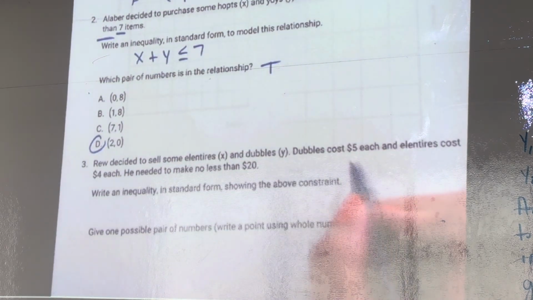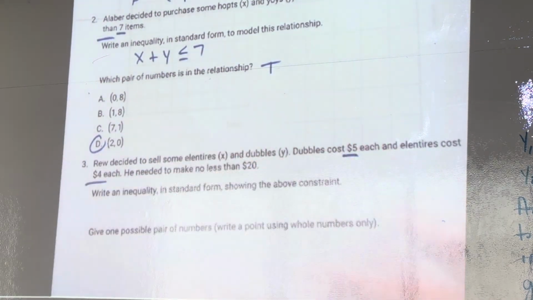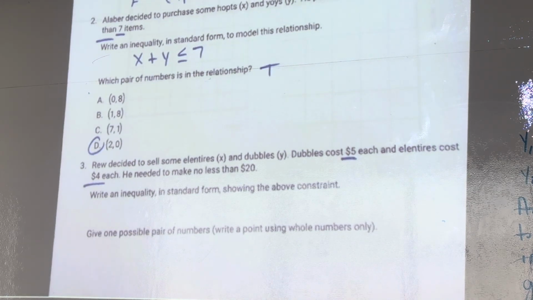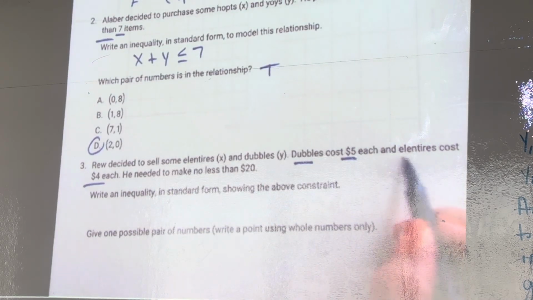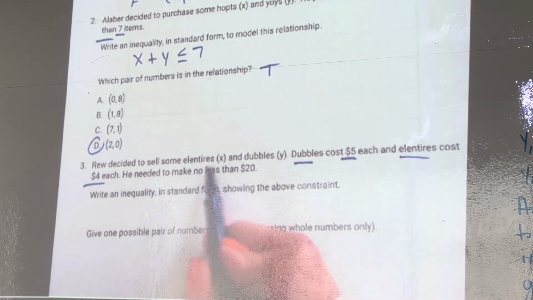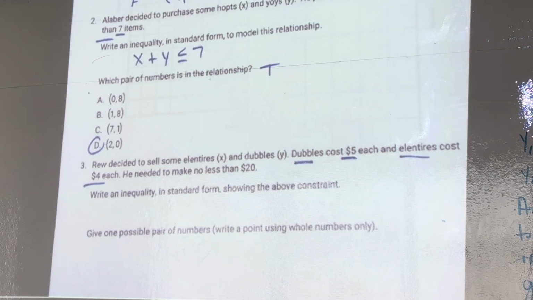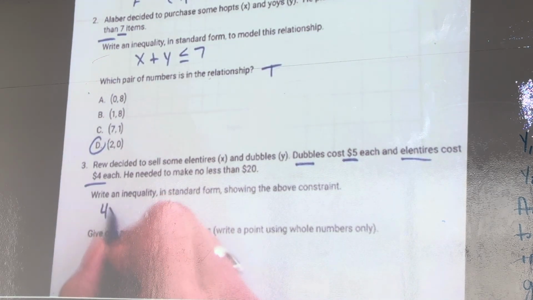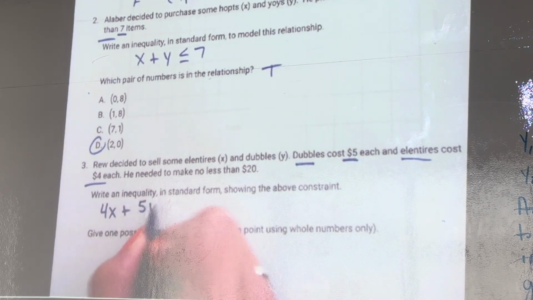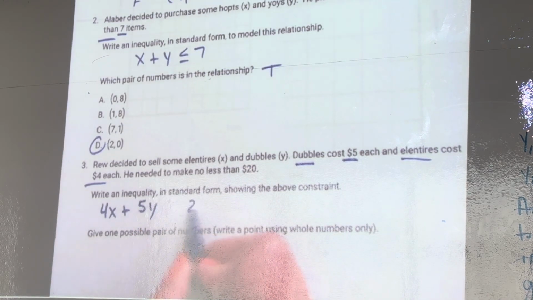Okay, so when we have two different numbers, you have to slow down and look. So we've got doubles and entrees. So which one's my x? Entrees. So that's going to cost how much? Is it 4 or 5? 4. So 4x plus 5y is something to 20.